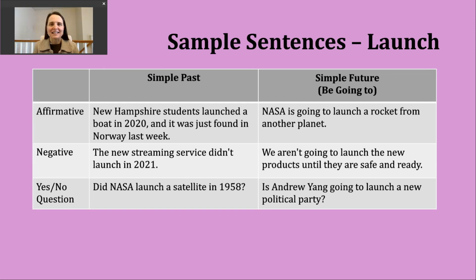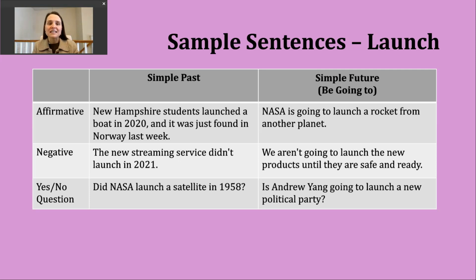And the nice thing about this verb tense is that our structure is going to be the same no matter what our subject is. So we're going to use that ed form of the verb here because this is a regular verb. An example here might be: New Hampshire students launched a boat in 2020 and it was just found in Norway last week. Okay. This is a true statement. Again, something I saw mentioned in the news. This is that idea of setting a boat, in this case, out to sea. We've got a time signal here, 2020. There's a definite point that we know.